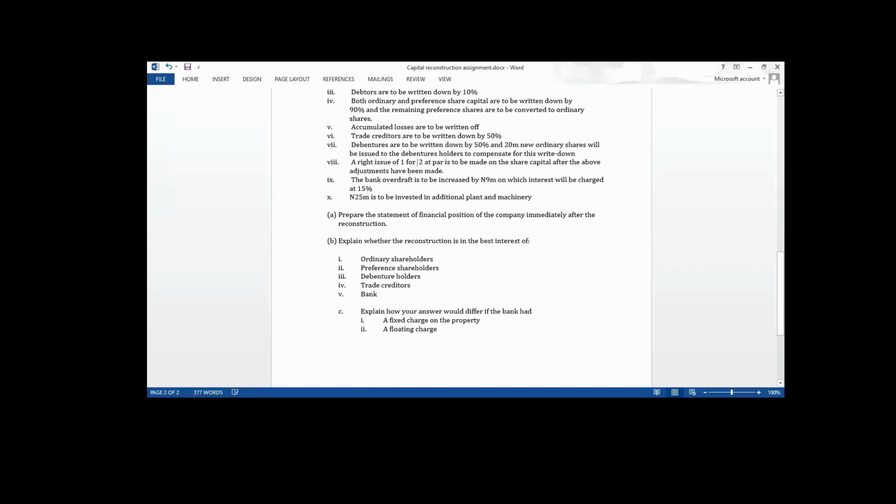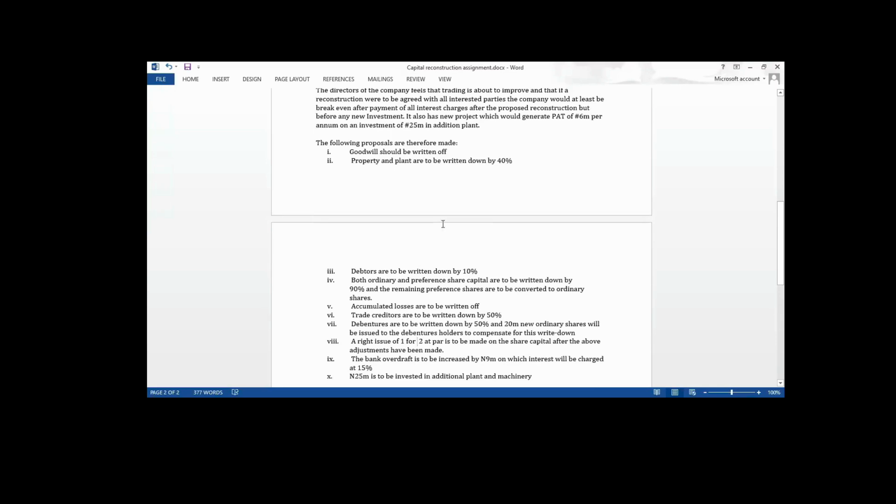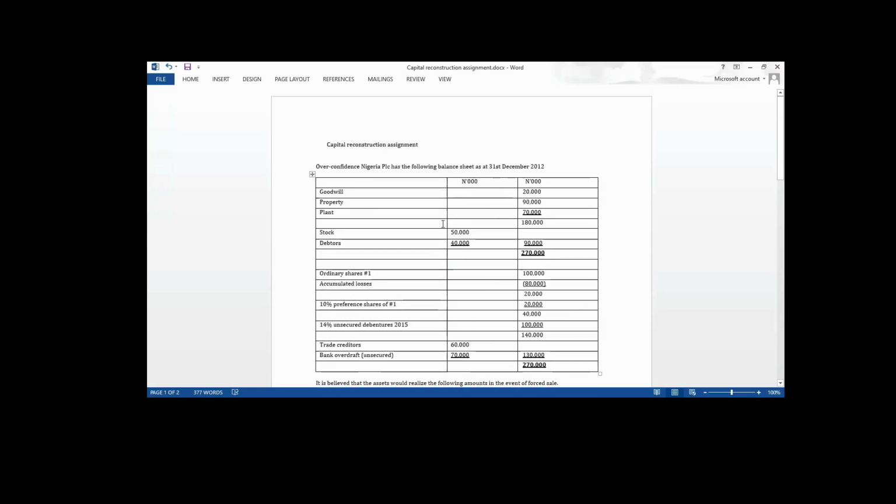Required. Prepare statement of financial position of the company immediately after reconstruction. That means prepare your post-reconstruction statement of financial position. So if you are to prepare statement of financial position after reconstruction, you are going to do all your workings here. Workings 1 to 9. You now do another statement of financial position post-reconstruction.